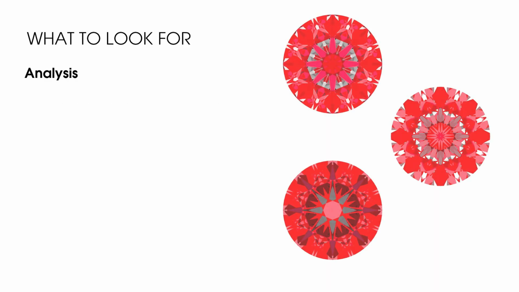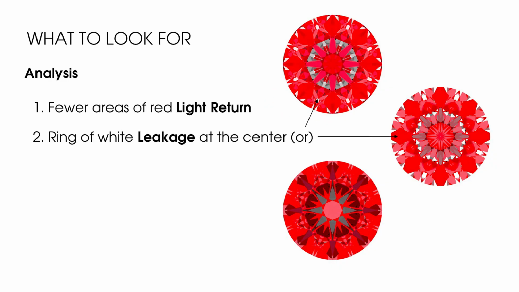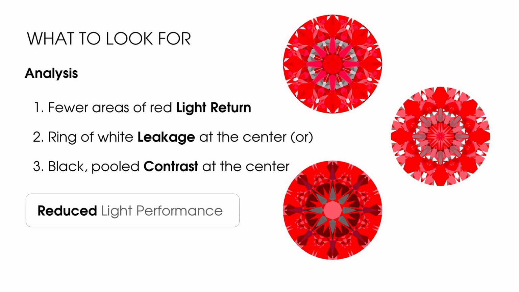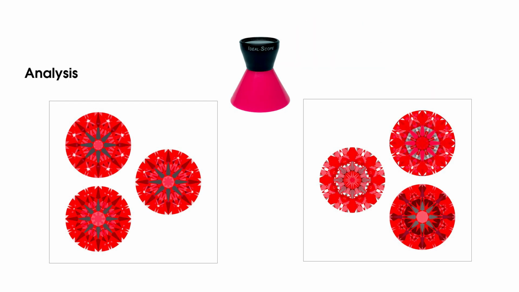Alternately, diamonds which show fewer areas of red light return, replaced by a ring of white, pink, or gray leakage at the center, or black pooled contrast at the center, will have reduced light performance in many lighting conditions. With ideal scope analysis, you can easily tell which diamonds will remain bright and dynamic, as opposed to diamonds which will have reduced performance in certain lighting.